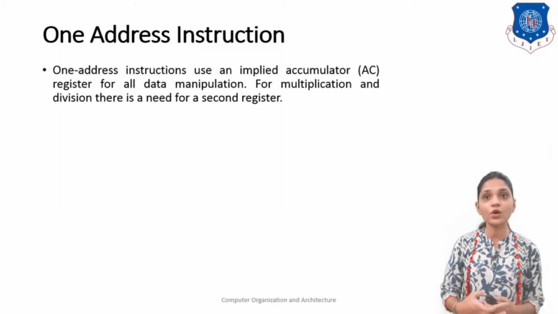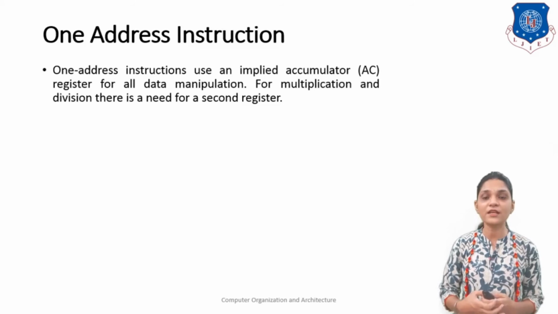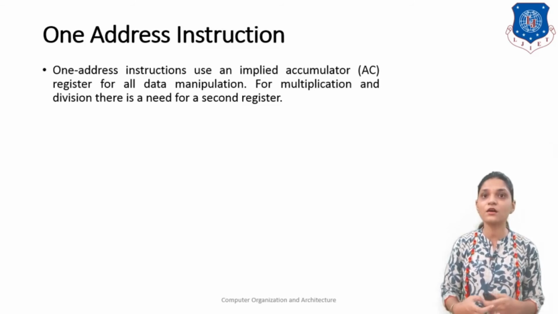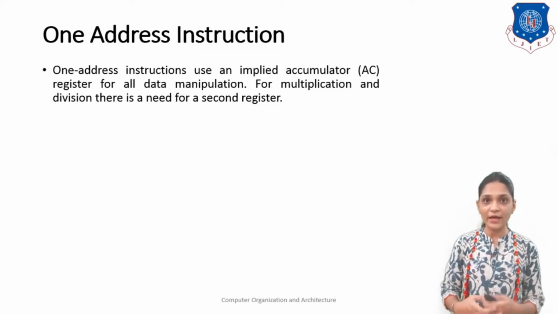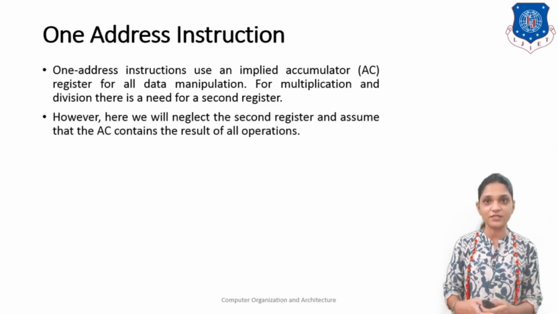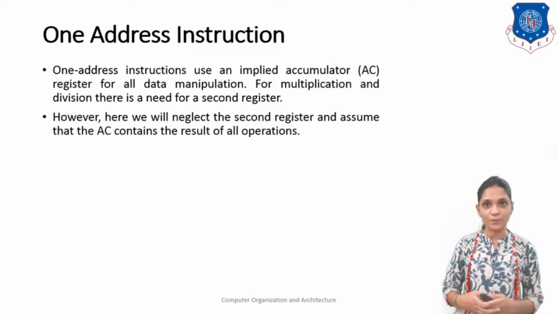Here the address field will have only one location. One address instruction uses an implied accumulator register for all the data manipulation operations. For example, in multiplication and division, there is no need for the second register because your result is always going to be stored in the accumulator, and one operand of that operation is also stored in the accumulator. However, here we will neglect the second register and assume that the accumulator contains the result of the operation.